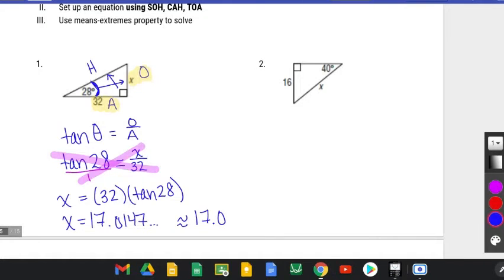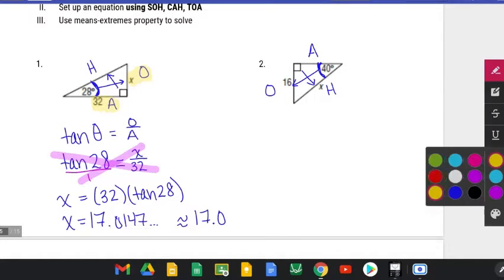Let's take a look at number 2. So for number 2 here, I have my reference angle 40 here on the right. Across from the 40 is the opposite side. Across from the right angle is the hypotenuse, and that leaves the adjacent side unlabeled.